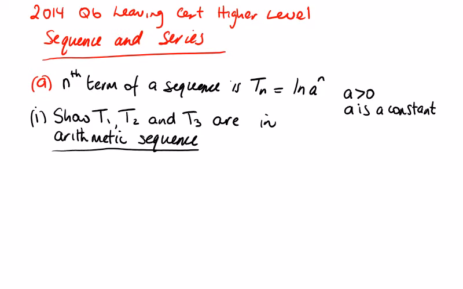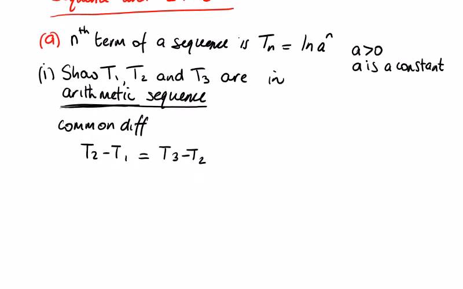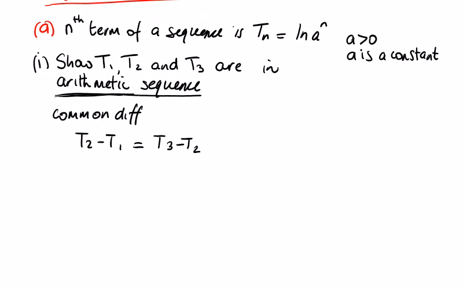So the knowledge required for an arithmetic sequence is that we have a common difference. So if there's a common difference, it means that t2 take away t1 would have to be equal to t3 take away t2. So let's fill some values in here.